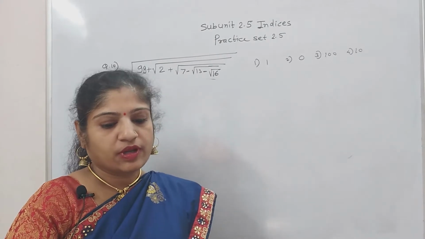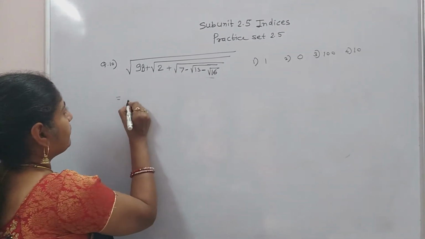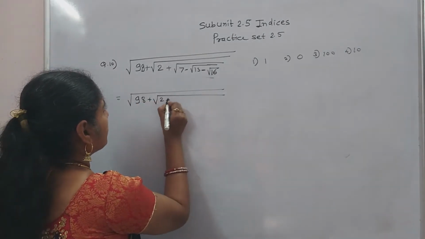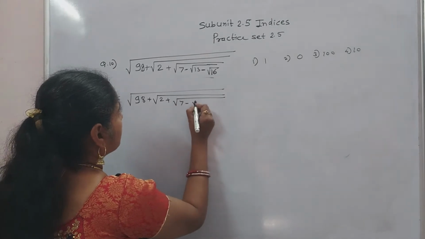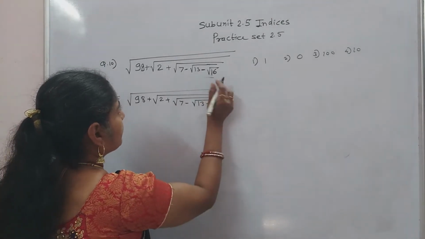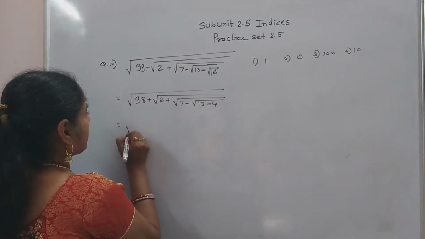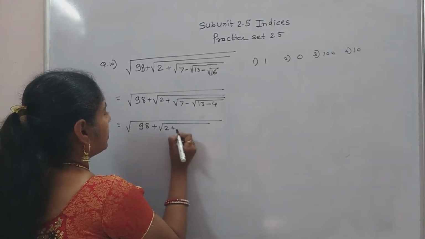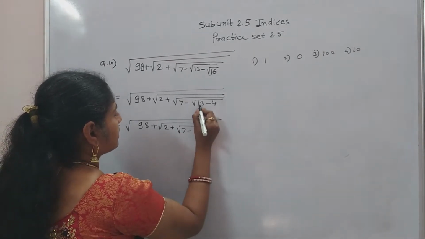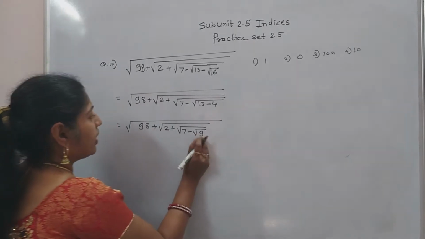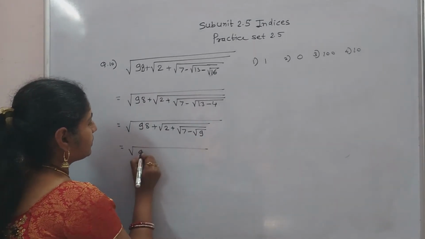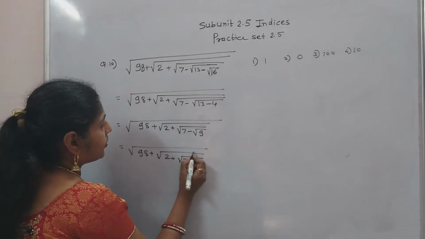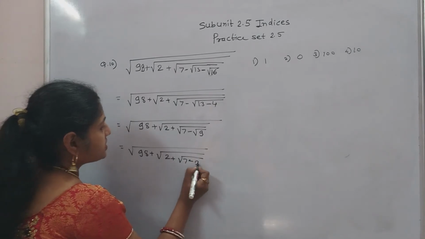It is so simple, but I have to write all these steps. 98 plus 2 plus under root of 7 minus under root of 13 minus under root of 16, that is 4. I write all the steps, but you find the answer orally. 13 minus 4, under root of 9, that is 3. 7 minus 3, 4.